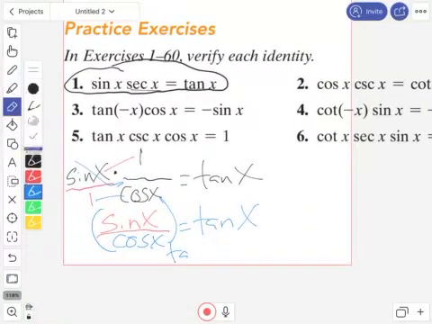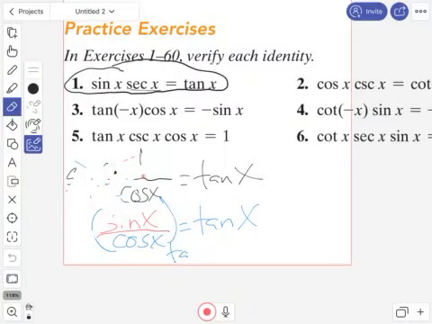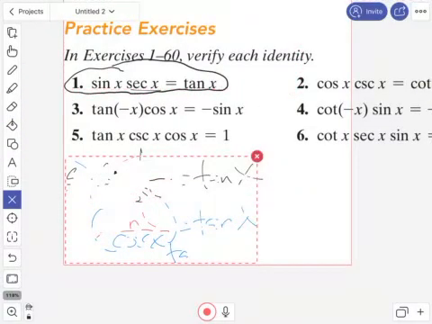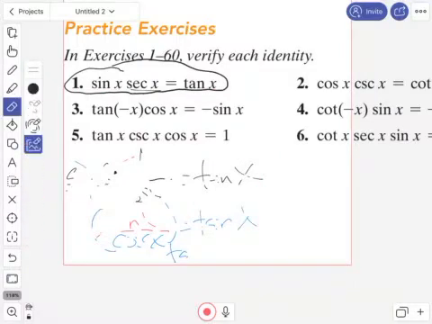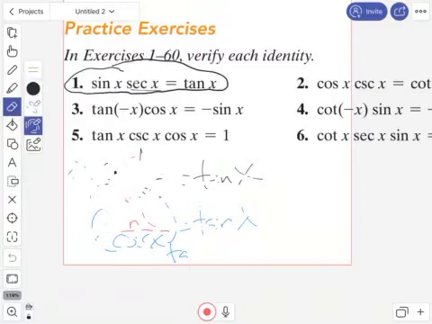So let me get this out of the way first. Let me see if I can just delete all of this. Figured that they would give a bigger eraser for this. All right.